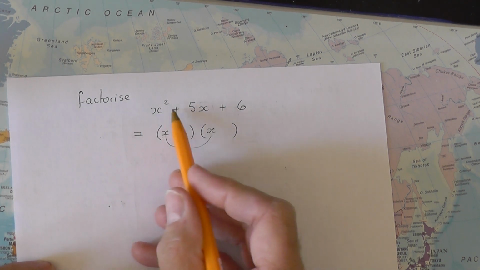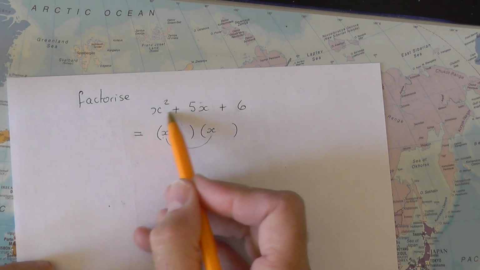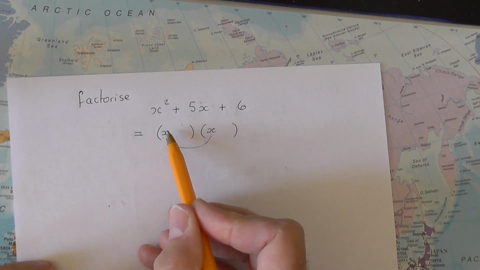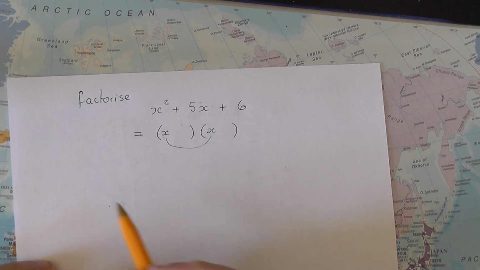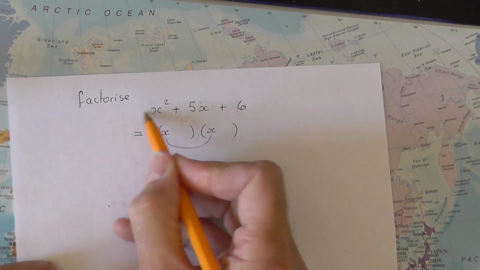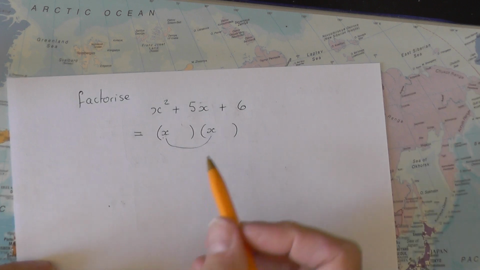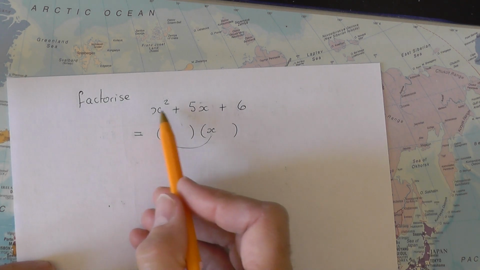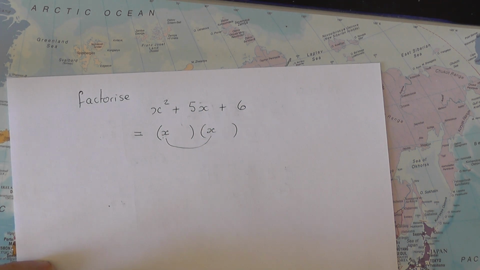In the few videos that follow this, every single time we'll have an x squared at the beginning, and so the two brackets will have an x and an x at the beginning automatically. If I was to put a 3x squared or a 4x squared at the front, that would make it a much harder question, and we'd have to be very careful. But when we've just got an x squared at the beginning, it's x and x automatically.